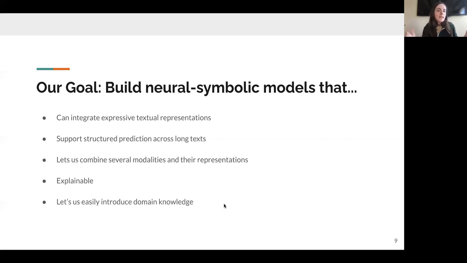And then lastly, we want to easily introduce domain knowledge. It's great that we have tons of data that we can get for free and learn from, but sometimes I want to explicitly teach my model certain things. So if you're making this mistake, or I know this thing about the world, I want to explicitly model it so that my model can work with it.